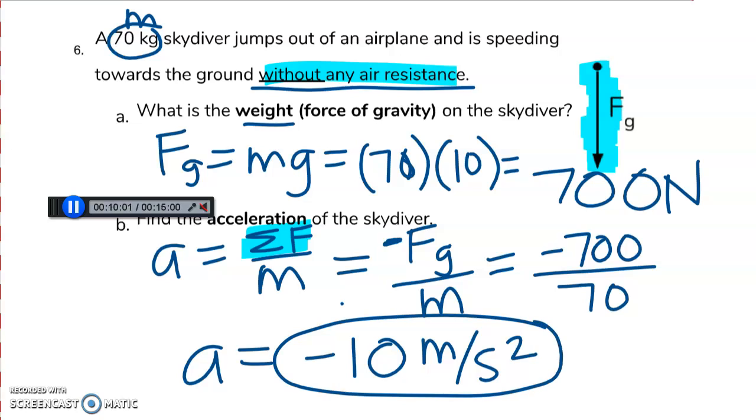So when this skydiver is falling and no air resistance, it's falling due to gravity, it's going to fall with an acceleration of negative 10 meters per second squared. That means every second that passes, it's going to get faster downward by 10 meters per second each second. It turns out all objects that fall, whether it's a really massive object like a bowling ball, or if it's as light as a feather, we're going to see those two objects fall at the same rate as long as there's no air resistance. And that rate on Earth is about 10 meters per second squared in the negative direction.